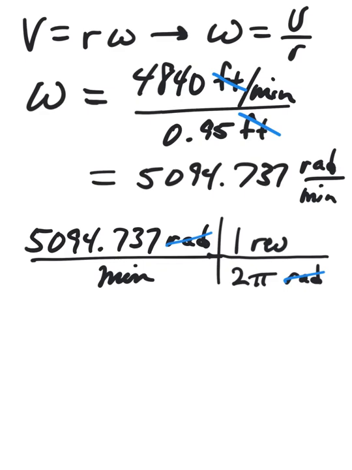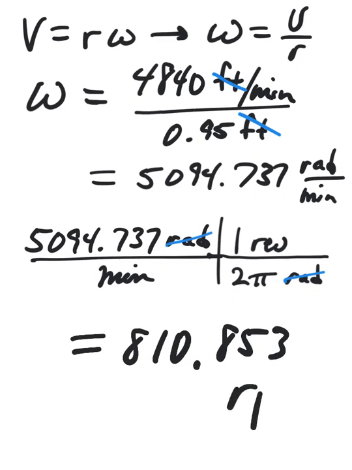If you use the longer decimal form and divide by 2 pi, and round this one to the nearest thousandth, I get 810.8525. So I'm actually going to use that 5 and round to 810.853. Now these are RPM, revolutions per minute.